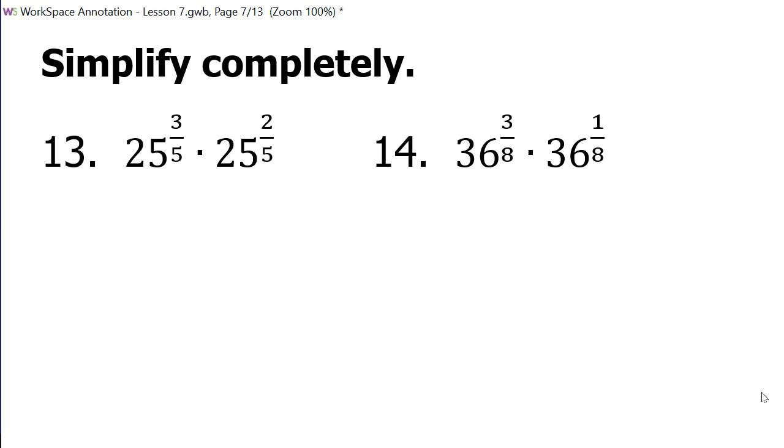Okay, now, for this set of instructions, you can just put simplify. It says simplify completely, but simplify is fine enough. Then copy down problem 13. 25 to the 3/5 times 25 to the 2/5.